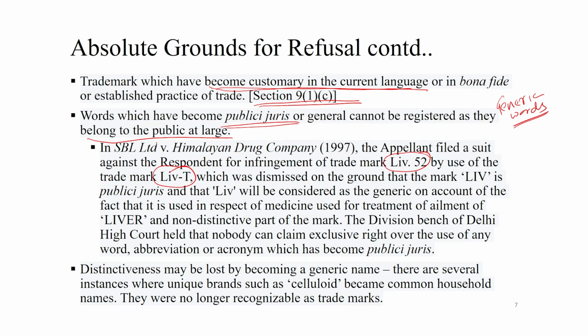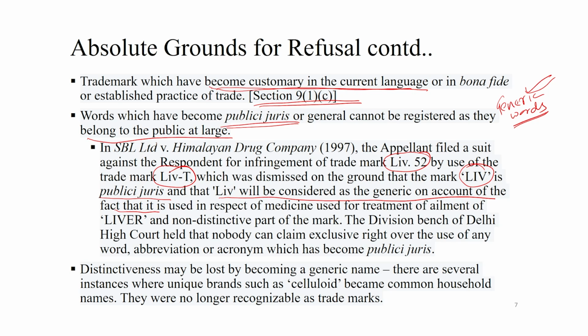But this argument was dismissed by the court on the ground that live, the portion of this mark, live 52, that is live, is publici juris. It is a generic word. It is a word common to all. Live is considered as a generic on account of the fact that it is used in respect of medicine used for treatment of ailment of liver.